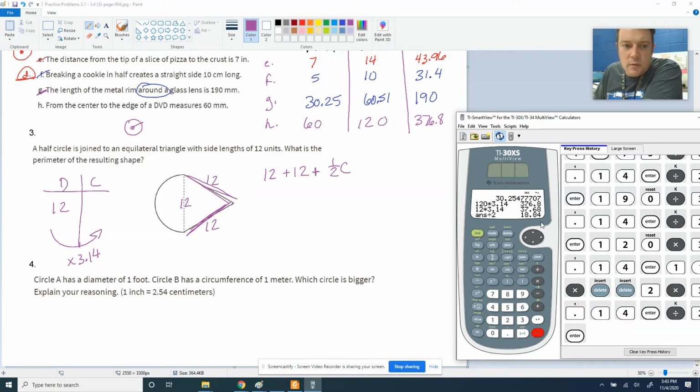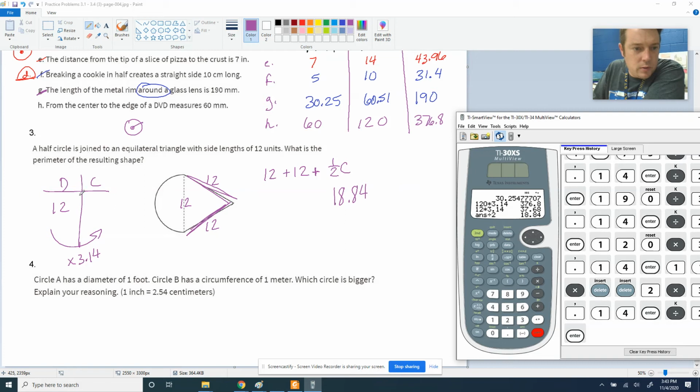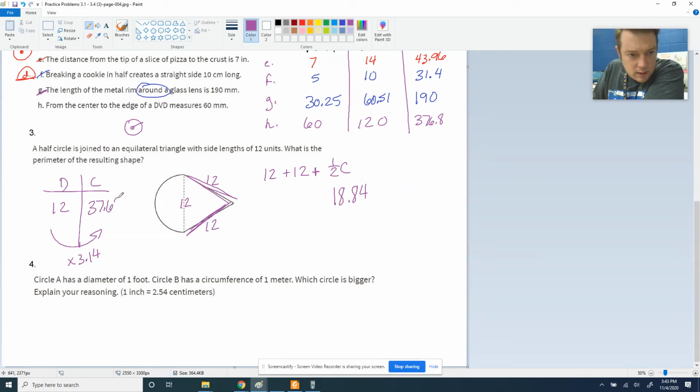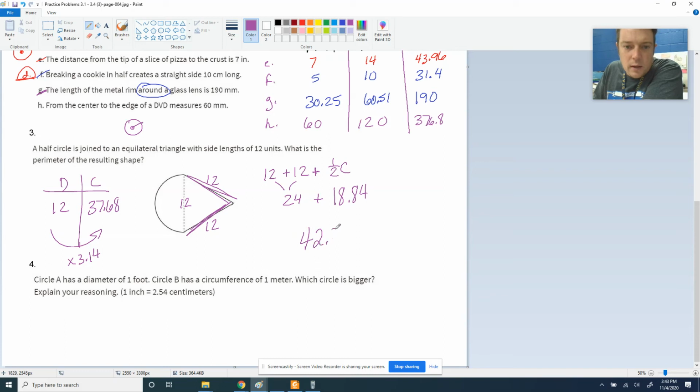So really the half circumference here is 18.84, because the full circumference was 37.68. So you see that I took half of that to get the 18.84, and then we have to add 24, which is the sum of the two sides. So let's go ahead and add 24. And that gives us a total of 42.84. So 42 and 84 hundredths. And we're just going to say units for the perimeter of that shape.